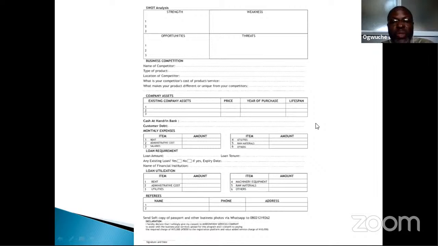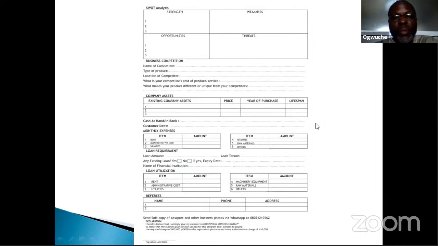What is your competitor's cost of a product or service? Of course, you'll be able to find out how much they're able to sell theirs for, because you want to also price yourself within that range. You want to undercut them in terms of the cost. There's every likelihood that you also want to price your own product within that given amount of money. So if your competitor is selling at maybe 900 naira a crate, you want to sell at 850 or 800, so as to remain competitive. What you're looking at is the turnover, not necessarily profit overnight.